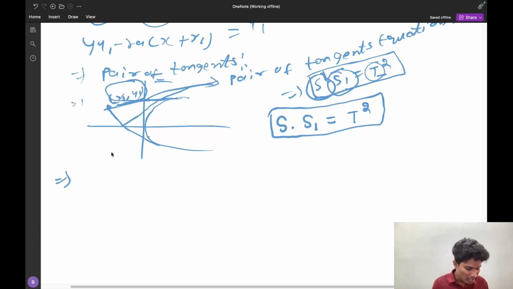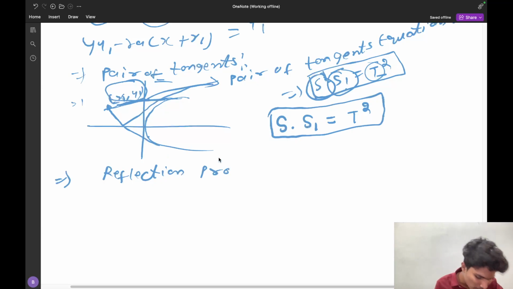And one more thing, it is very important, that is the reflection property. I think it is very important to understand what the reflection property is.